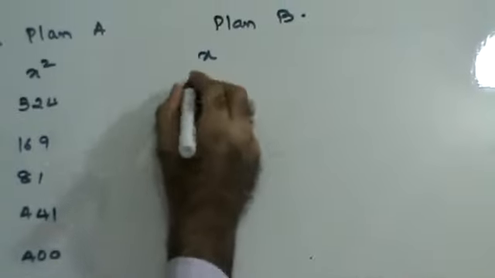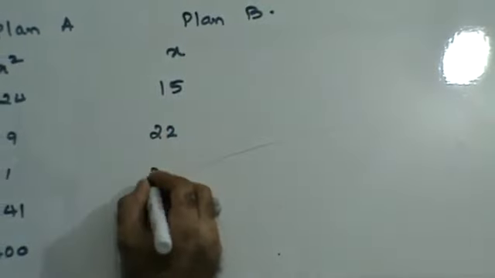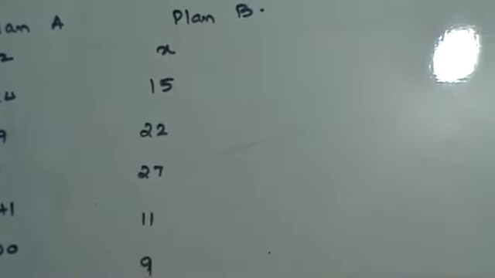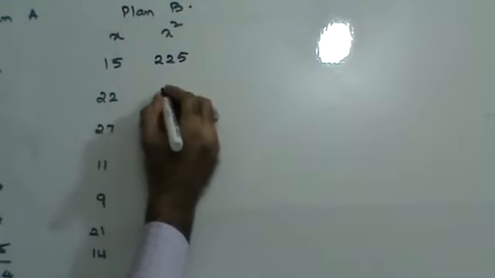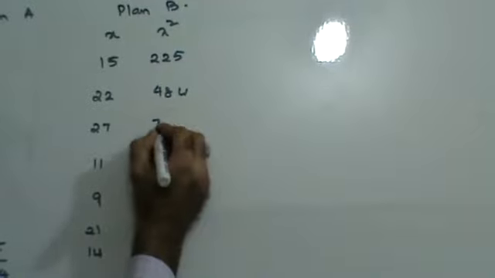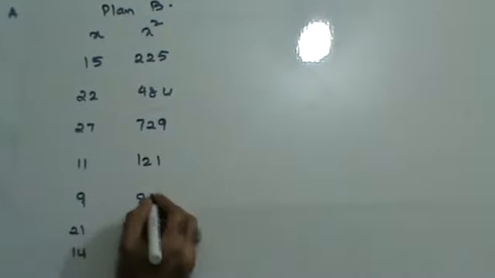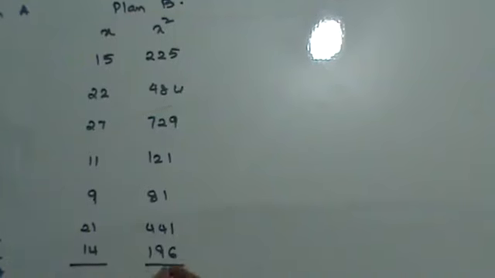For plan B, the values given to you are 15, 22, 27, 11, 9, 21, 40. Find x square. How do I get x square? Square the term, so this will be 225, 484, 729, 121, 81, 441 and 196. Same thing that you did for plan A. You have to do everything for plan B. If you add this up, this addition will come to 119, whereas this addition comes to 2277.